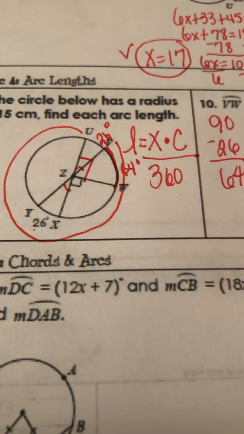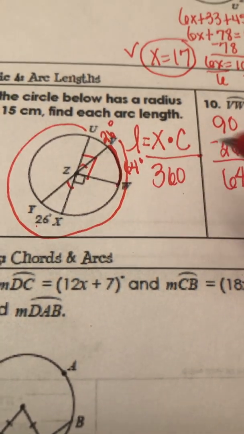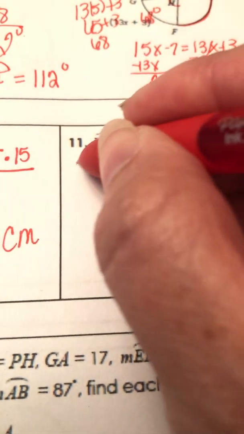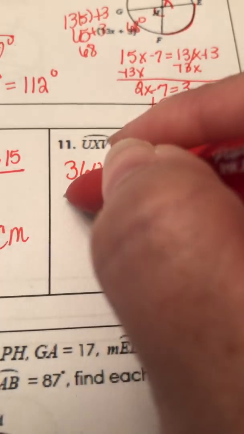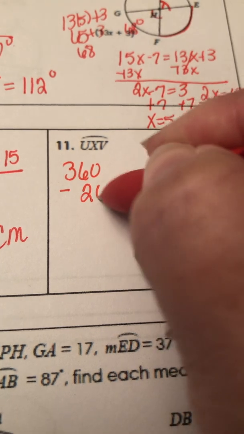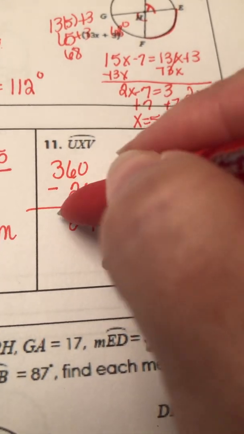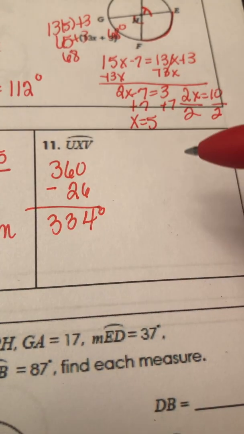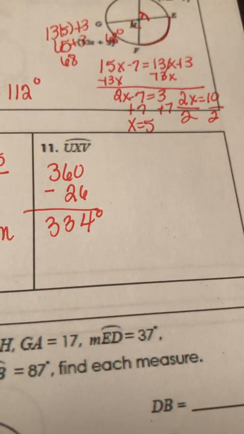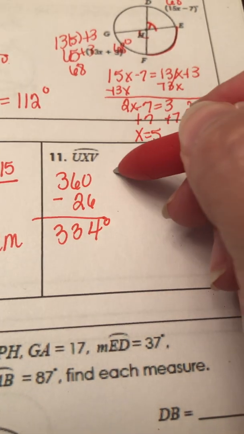UXV. Wow, okay. So to find the degree, the whole circle is 360 degrees, so I can go ahead and subtract that little part that we're not using, which is 26 degrees. So that's going to give me 334 degrees for the degree of my arc. So let's plug it into the formula.